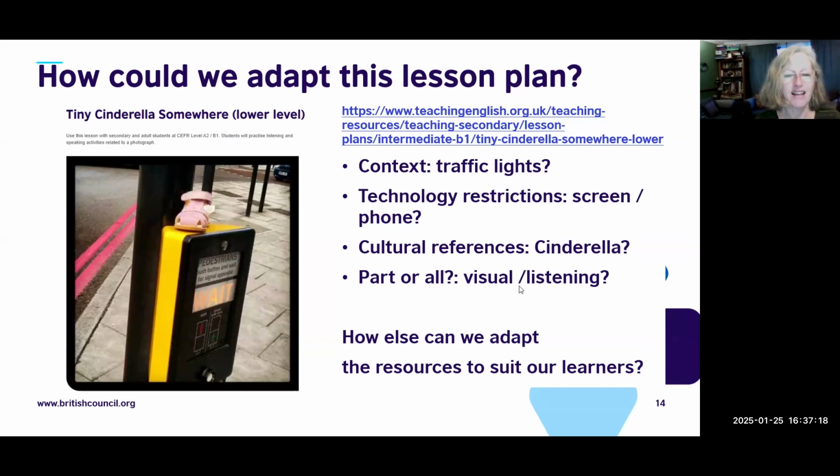So please adapt all of these lessons. Don't feel that just because they're British Council resources, you have to take them as they are. Cut them up, take a little bit, question the context, the restrictions, the cultural references, part or all. And you may also need to input some vocabulary, to translate some words, to pre-teach some words, for example. How else can we adapt the resources to suit our learners? I'm sure you've got experience adapting some others. Could you put in the chat now some other ways that you have adapted some of these resources?